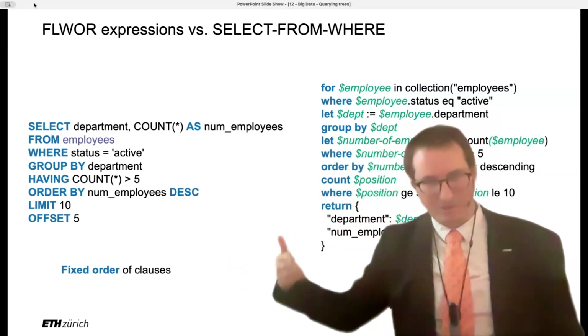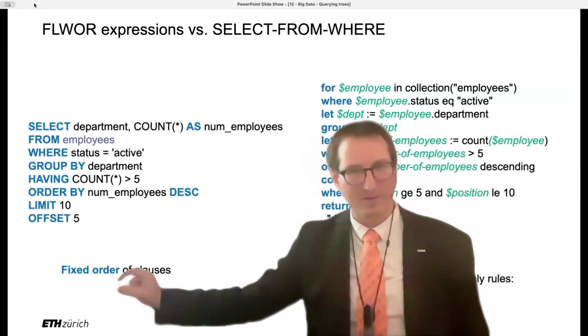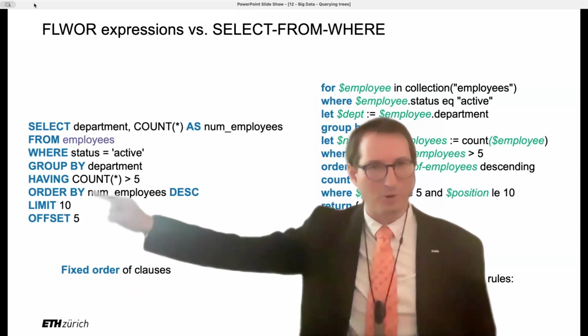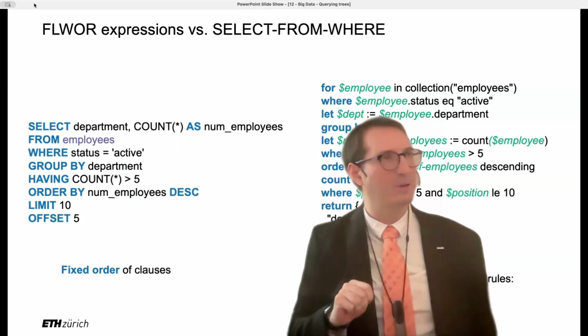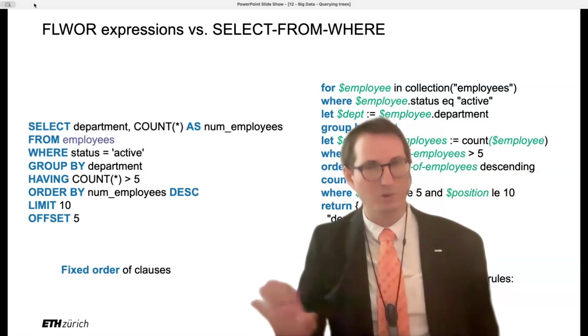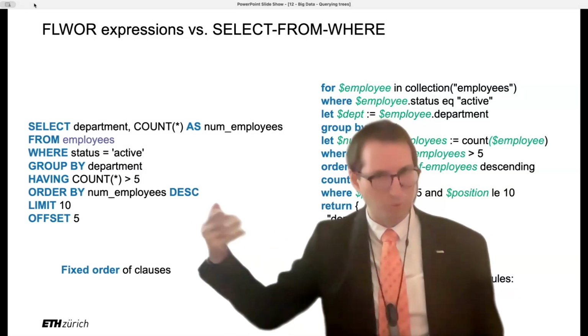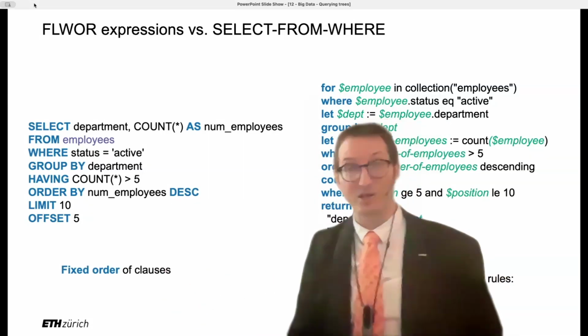Now, among the things that they flexibilized here is the fixed order of clauses. You know that in SQL, it has to be select, from, where, group by, having, order by, limit, offset. You can't swap it or put it in any other order, or you would have to nest clauses. But in JSONiq, it's different.